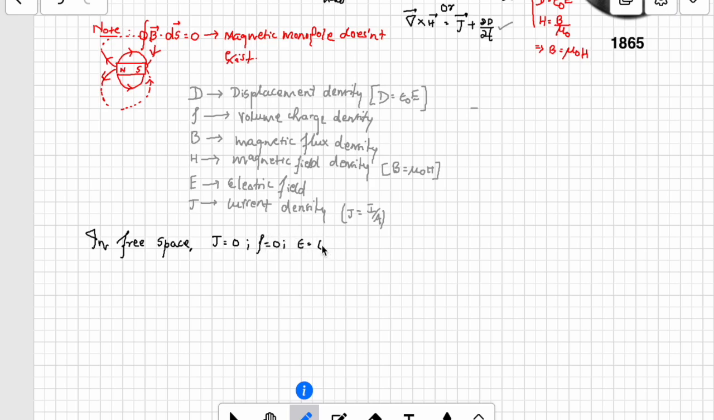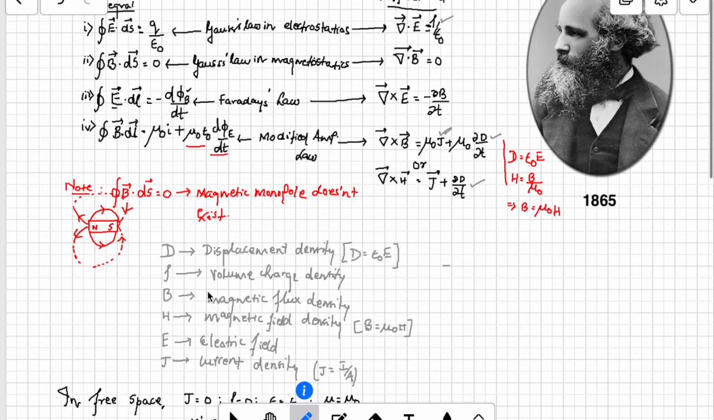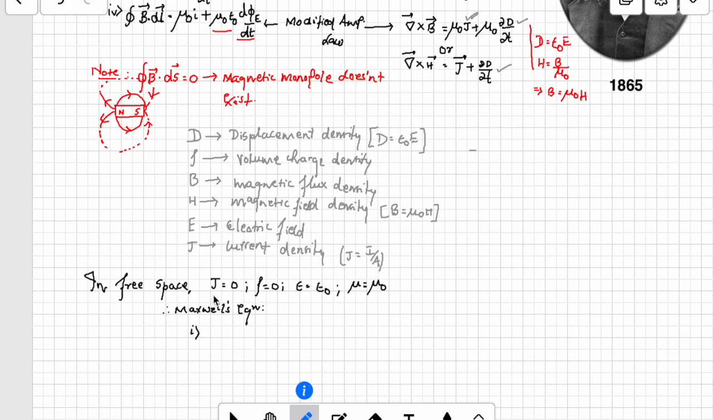We have already used epsilon naught there, so epsilon naught will be there with free space, and the permeability of free space is nothing but mu naught. That way we can write down the modified Maxwell's equations here, by putting J and rho as 0. The first expression in the differential form was del dot E is equal to rho by epsilon naught. So rho is 0, and the first expression would be del bar dot E bar is equal to 0.